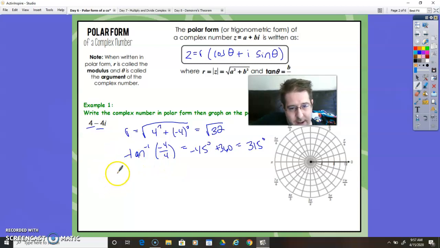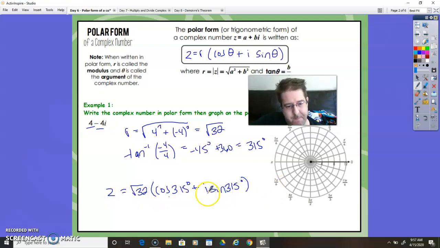All right, so then I can now write my answer. z equals, the radius is square root of 32 times cosine of 315. Now you can change 315 degrees into radians if you want. You can divide this by 180 and then press math enter. I believe it's like 7 pi over 4. But I'm going to leave it the way it is. So that's plus i times sine of 315 degrees. And there you go. There's the equation that we were looking for.